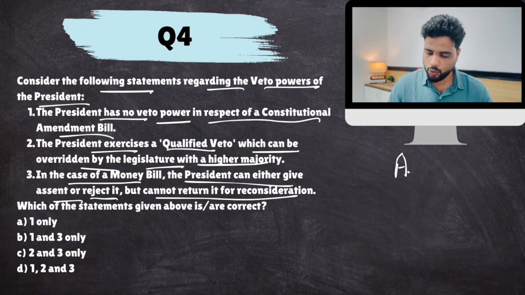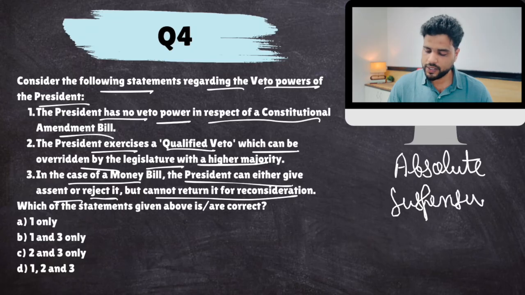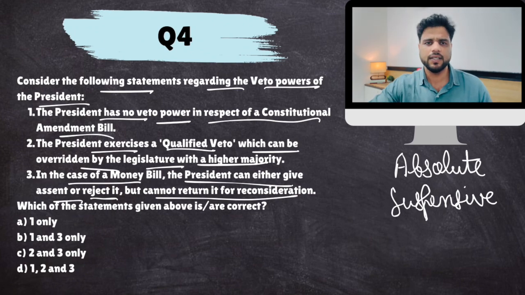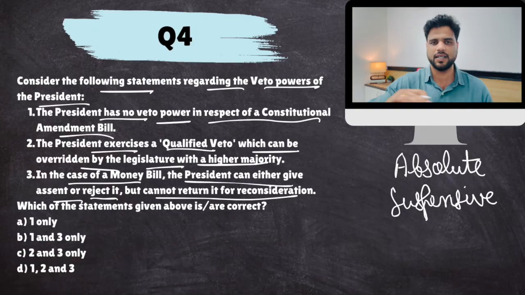Okay, one is absolute veto. That means the president rejects the bill. Then there is suspensive veto. The president will send the bill back for reconsideration to the houses, and if the houses repass it, well, the president has to give his assent. So the president somehow delays it, okay, for some time, suspensive.